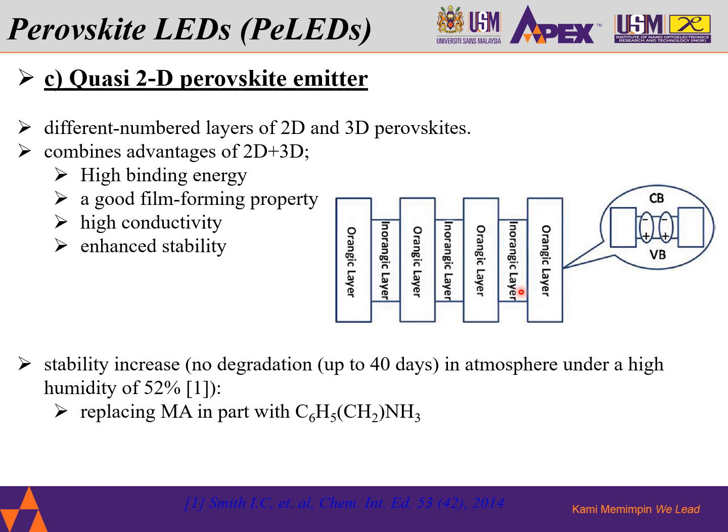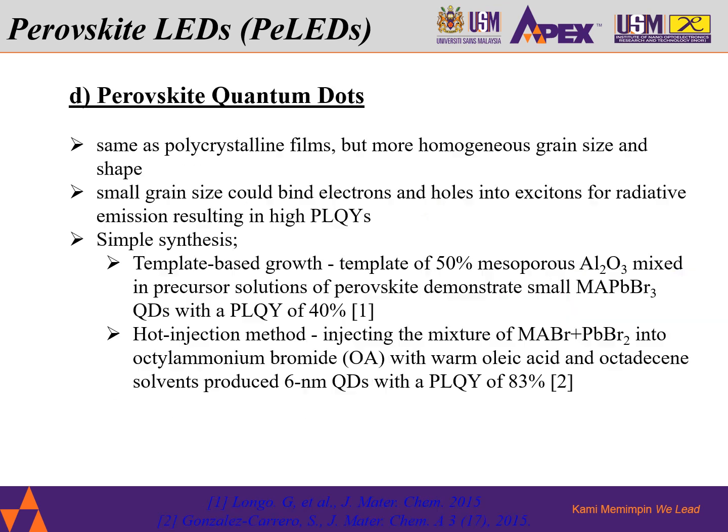For quasi-2D perovskite material, by replacing MA in part with C6H5CH2NH3, this can achieve no degradation for up to 40 days, even in atmosphere under high humidity of up to 52%, which is very attractive.